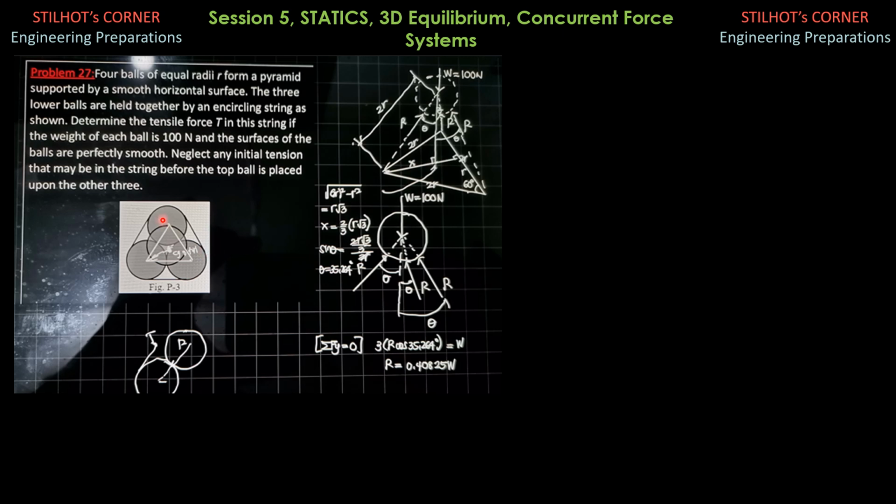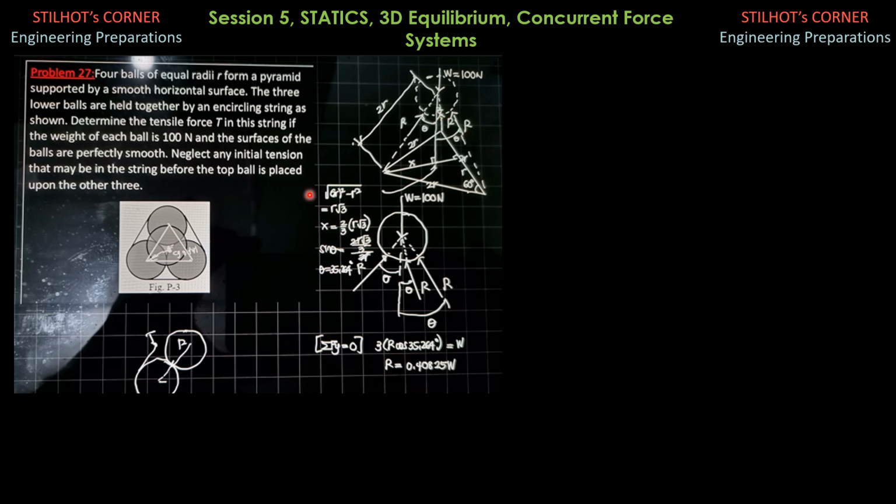So at the contact points, if this is one of the lower balls, then this is the upper ball, and this is the point of contact. The reaction there is R, which is perpendicular to the tangent at the point of contact, and it makes an angle with the vertical, which is common to all the 3 reactions. So we have 3 reactions here. The angle they make with the vertical line is denoted by theta as shown in the figure.